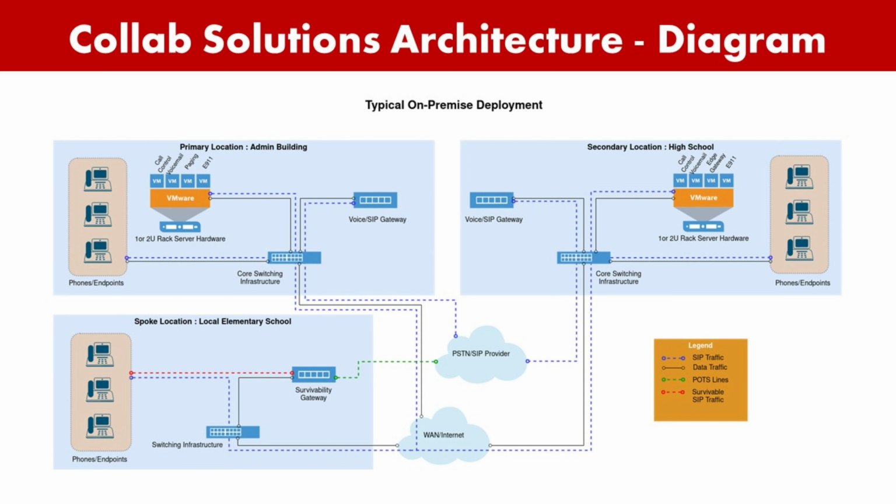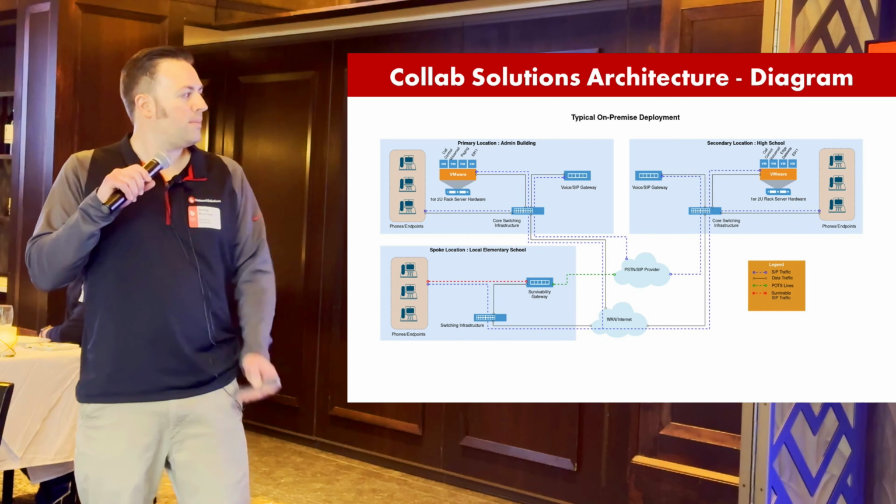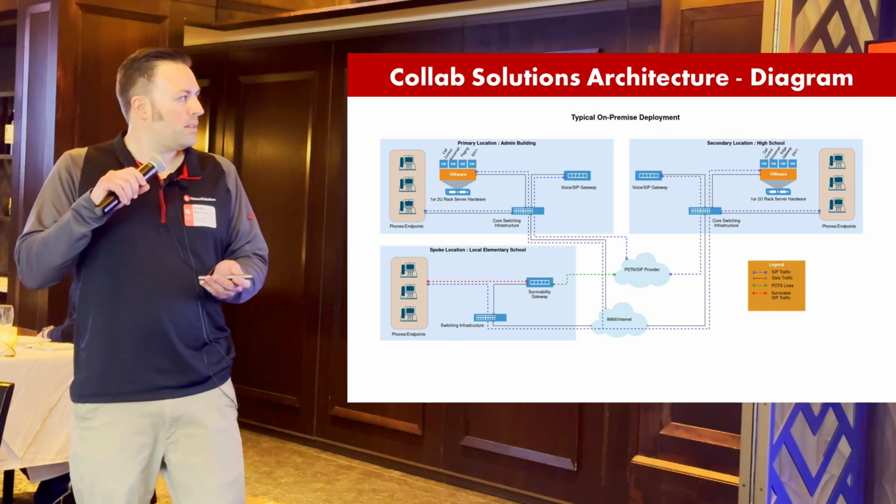Then your more remote sites would be a candidate for the survivability gateway. This is where you might want to have one or two POTS lines. That's PSTN redundancy, but you may also have some sort of meshing internet connection or an alternate internet circuit. The remote site is where the survivability becomes important. And there in green, you can see the survivability link between those two, and this is the PSTN cloud. So that's the on-prem deployment.